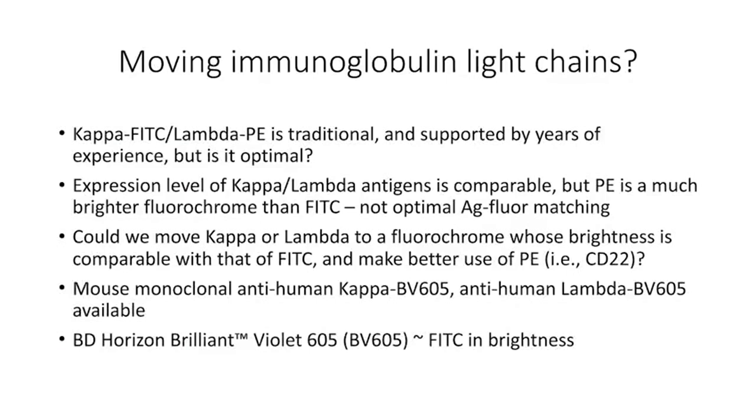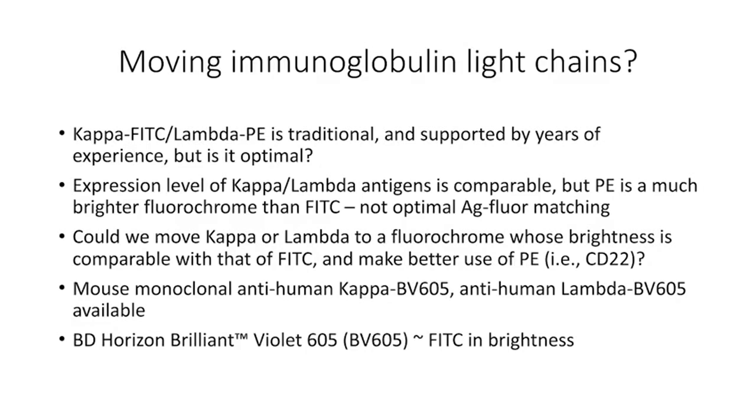So, do we really want to move immunoglobulin light chains? Kappa FITC, lambda PE is utterly traditional, and frankly, going back to the days of two-color flow cytometry, people have been using this combination. We know it works. We have years and years of experience. But is it really optimal if you think about it? The expression level of kappa and lambda antigens is comparable, but PE is a much brighter fluor than FITC. So in a sense, we're not making best use of PE since FITC is bright enough for immunoglobulin light chains.